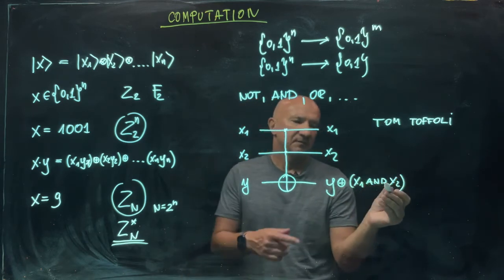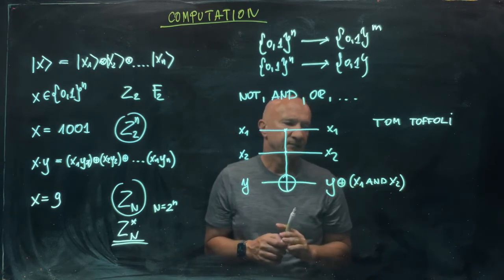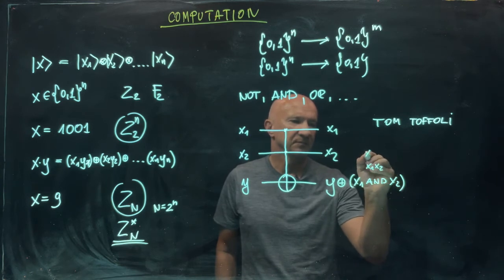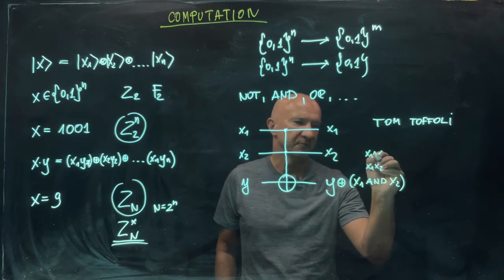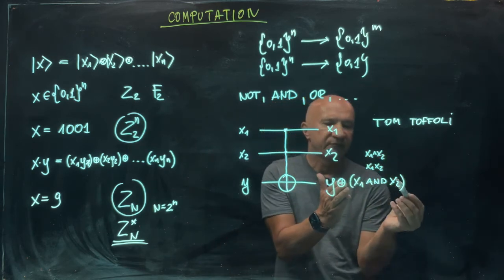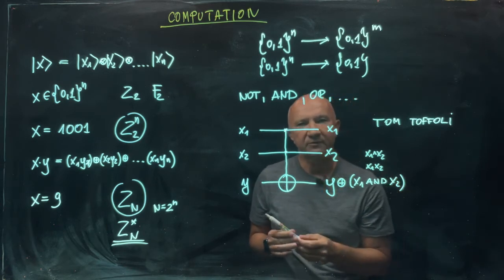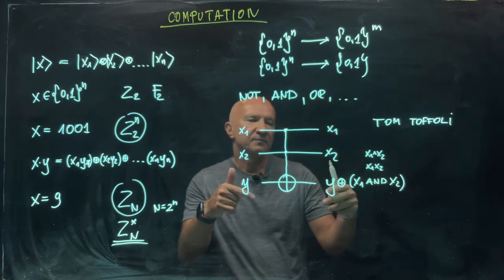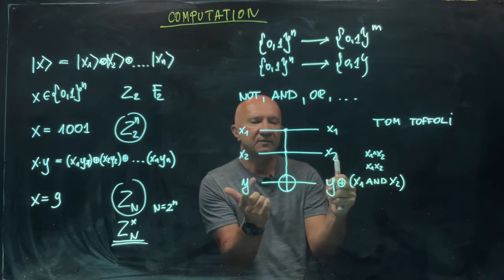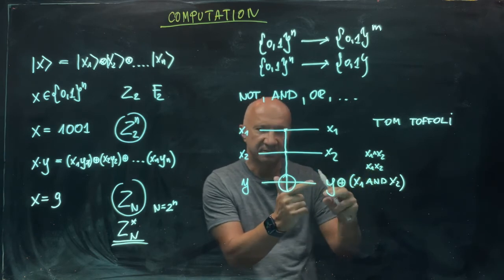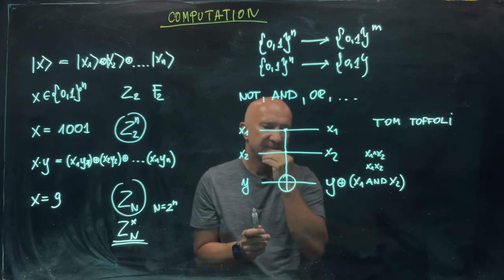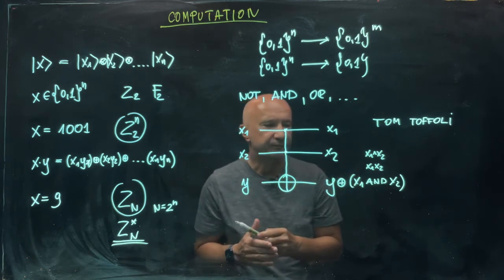So if x1 and x2 are, I can write it as x1 times x2, or some of you may prefer the notation x1, x2. If the two values x1 and x2 are both equal to 1, then you add this 1 to the existing value in the register modulo 2, so it's binary addition. In other words, you just perform the operation on the third register, or the third bit.